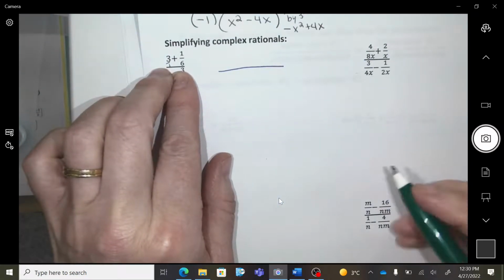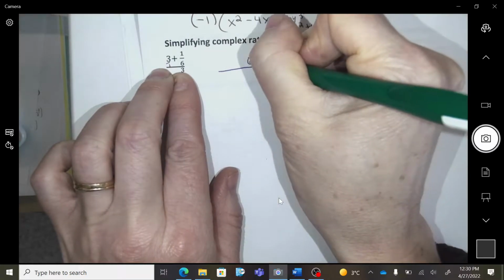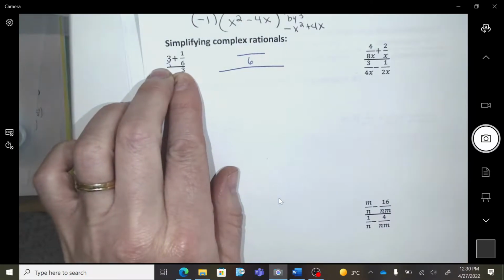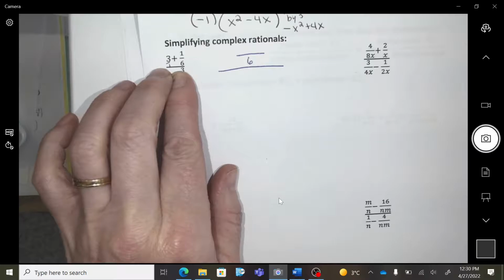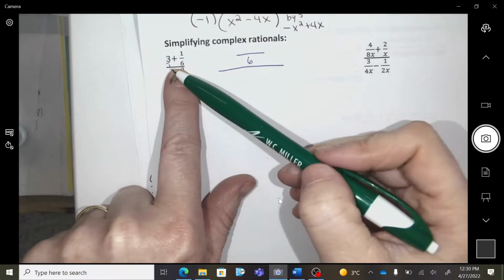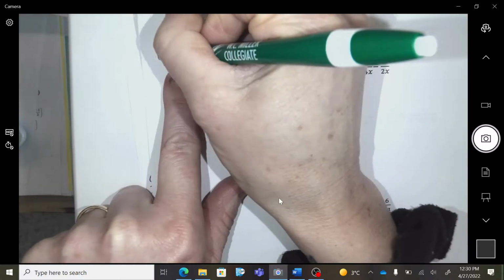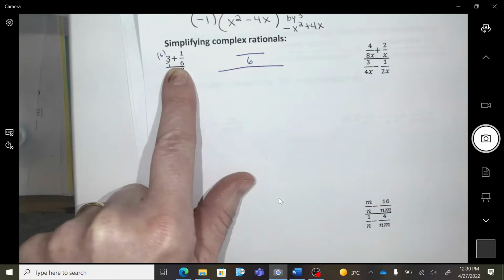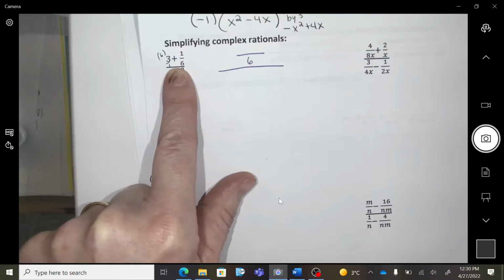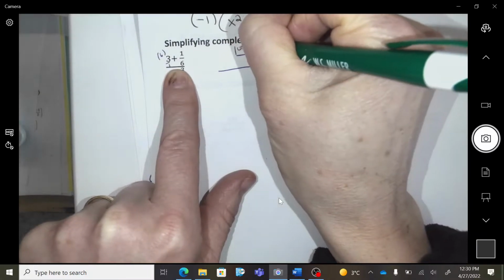What's the common denominator between a 1 and a 6? 6. What would you have to do to this first fraction? You would have to times the bottom by 6. To turn the bottom into a 6, you would have to multiply it by 6, so 18.